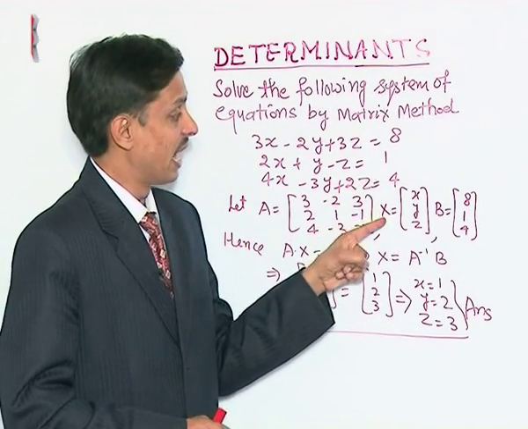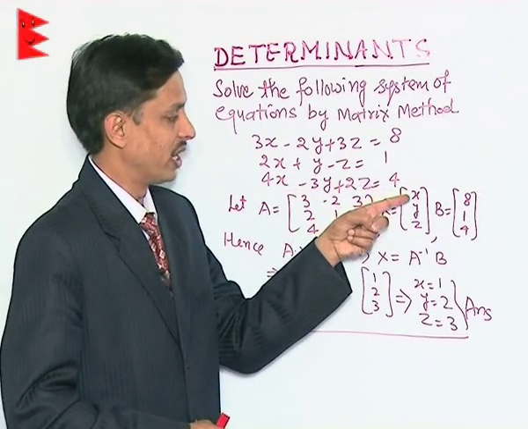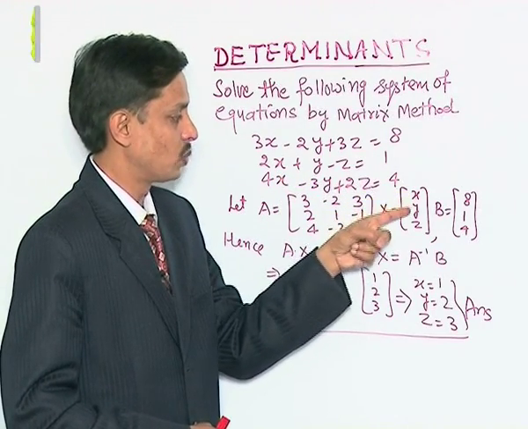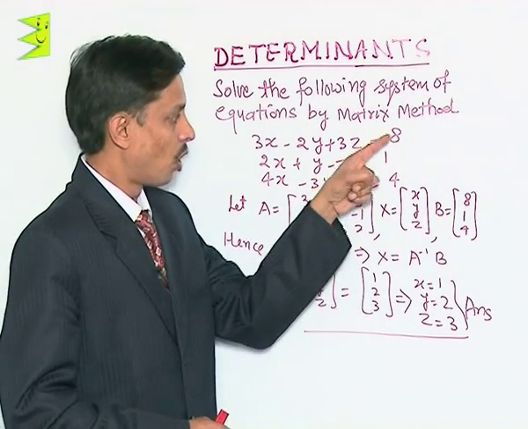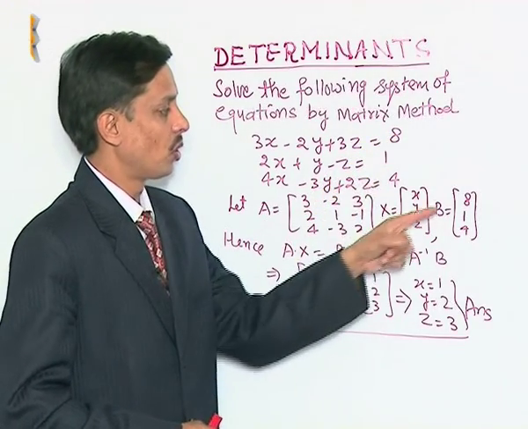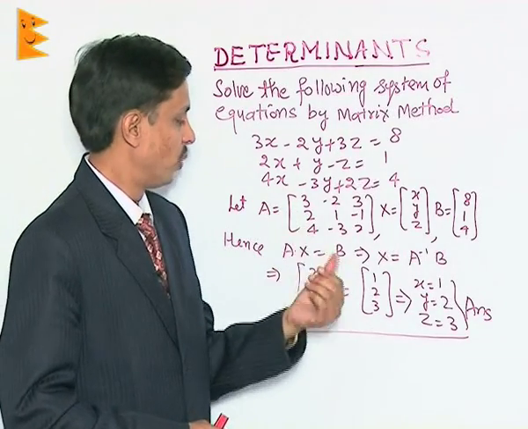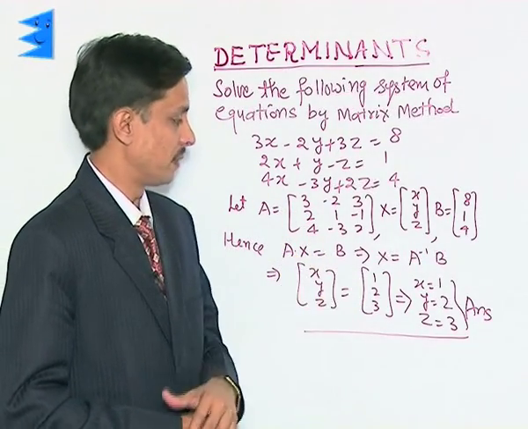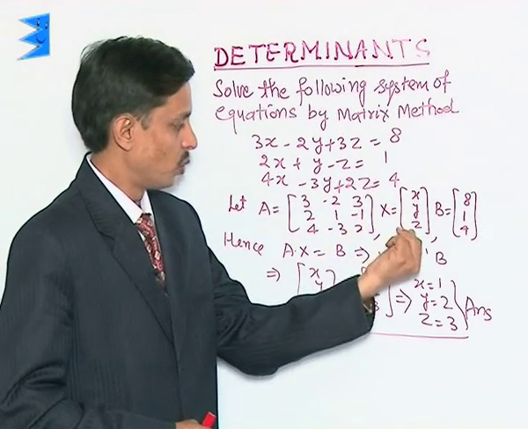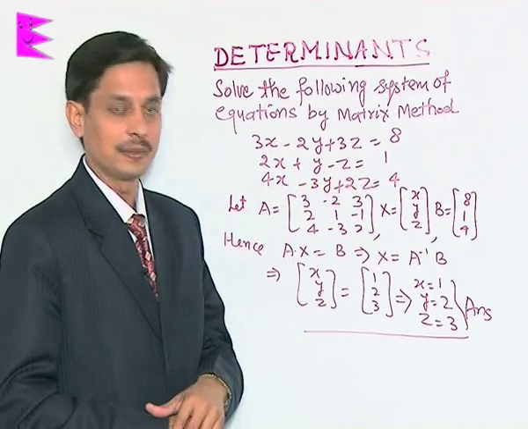X is the matrix of unknown variables for which we need to solve: x, y, z. B is the matrix of RHS constants 8, 1 and 4. Procedure: we have to write it as A into x equals B. That is A x equals B. If you multiply, you will get it back again.